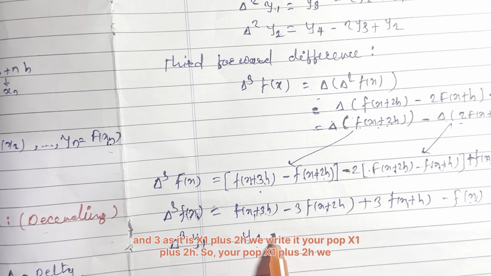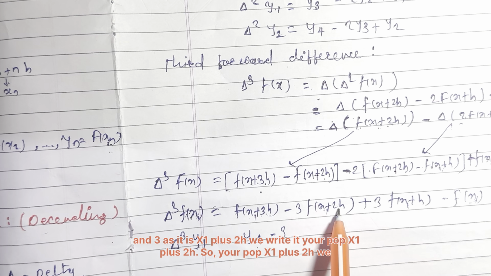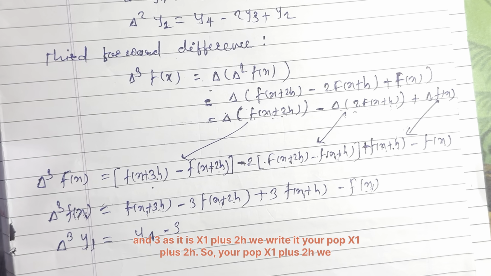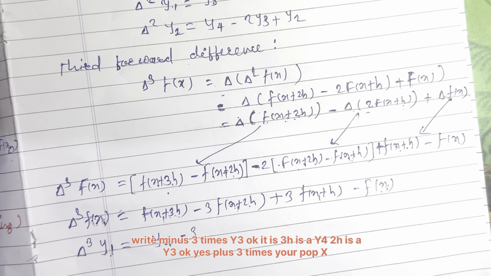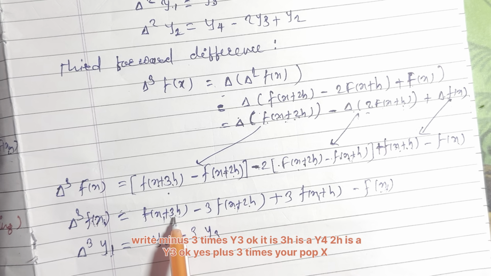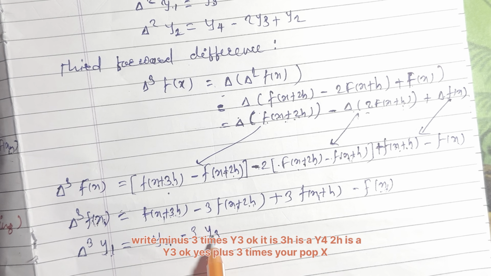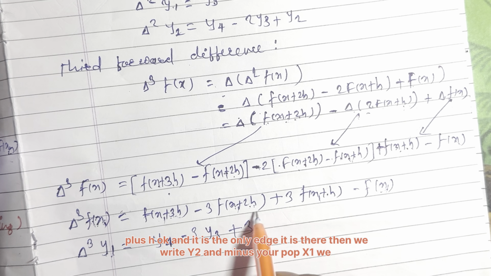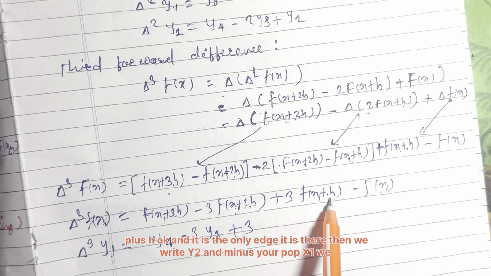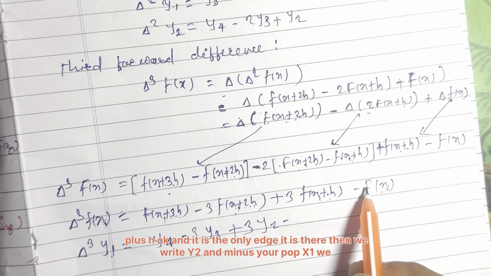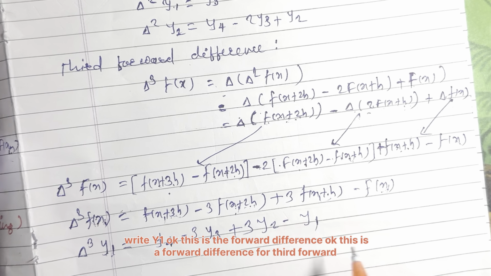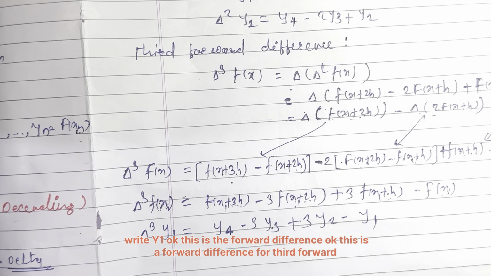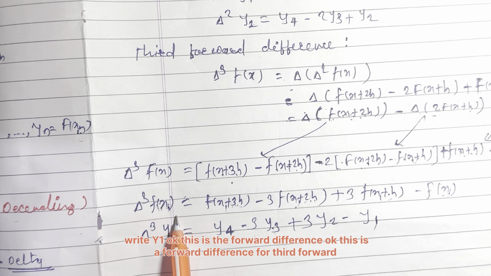Minus 3 as it is, x1 plus 2h, we write f of x1 plus 2h, so minus 3 times y3. So 3h is y4, 2h is y3. Plus 3 times f of x plus h, where only h is there, we write y2, and minus f of x1 we write y1. This is the third forward difference.